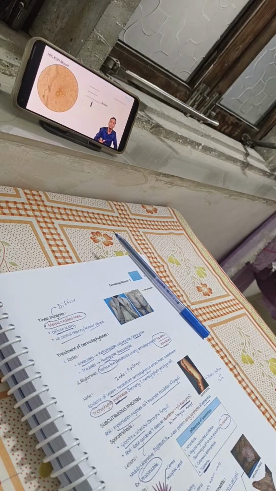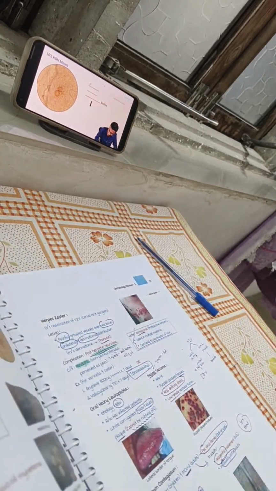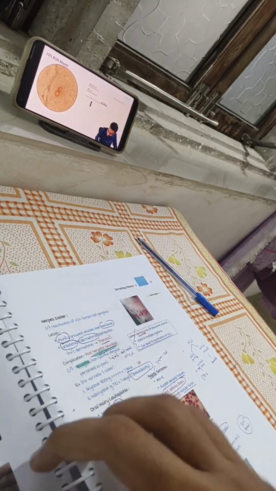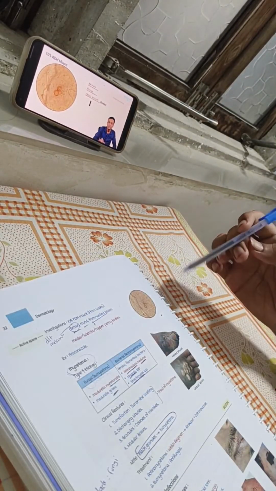What investigation do you want to do? You want to do a 10% potassium hydroxide mount from these scales. And what are you looking for? You can see these very beautiful structures. I see them as brown, thick-walled bodies, like copper pennies. So the copper penny is brown, round, thick-walled bodies.